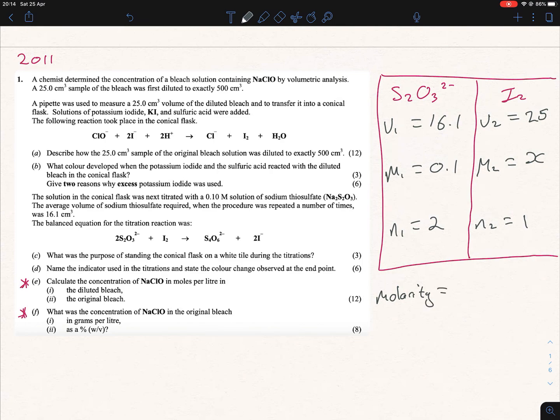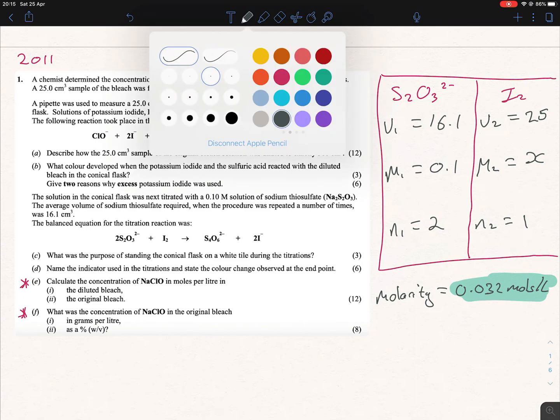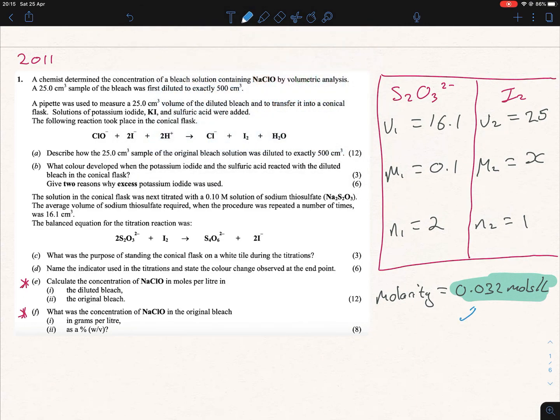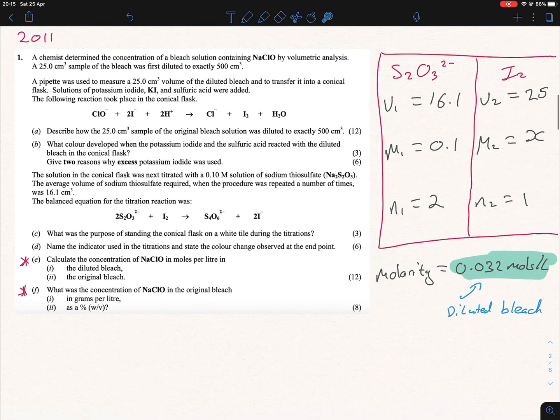Your molarity then is 0.032 moles per liter. Okay, so we'll highlight that there now, and just to make a quick note of that, actually that is our diluted bleach. So if we're converting that, we want to go from our diluted bleach to original bleach. All we need there is the dilution factor. How many times was it diluted by?